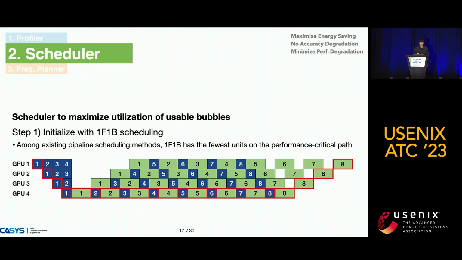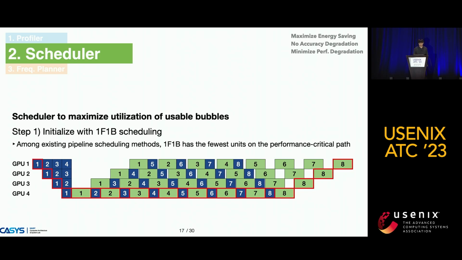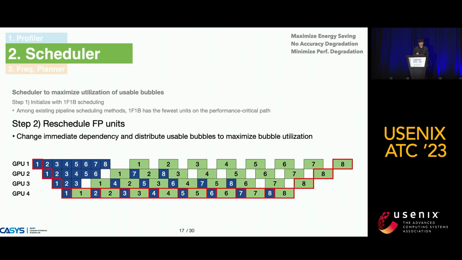From these insights, we designed our scheduler. First, we initialized with 1F1B scheduling. Among existing pipeline scheduling methods, we found that 1F1B has the fewest units on the performance critical path. Next, we reschedule FP units to the front. By rescheduling FP units to the front, we changed the immediate dependency to far dependency and distributed usable bubbles to make the best out of bubbles. Rescheduling FP units to the front does not affect training since all the data dependency is in the same order as before. Only the distance of data dependency becomes farther.